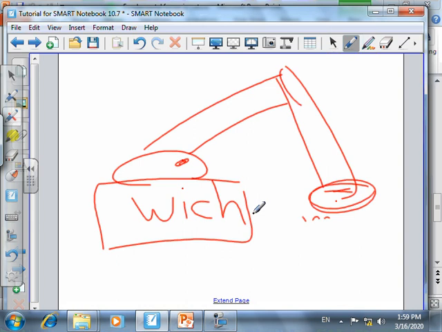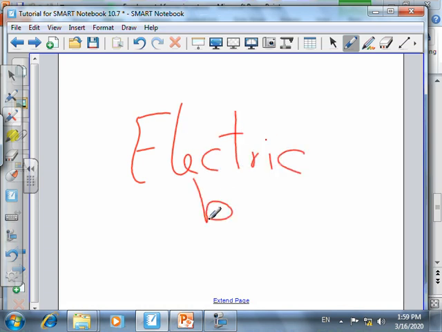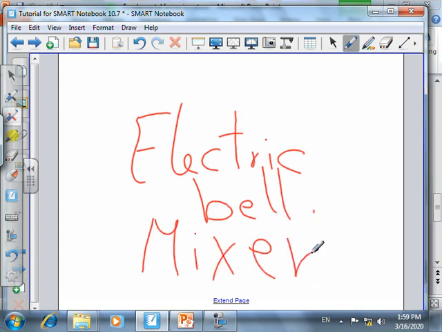The second one will be what? The electric bell, which is used in schools and at your homes, there is no problem. Electric bell as well. And where else? The mixer, which your mom uses in the kitchen as well. The mixer depends on the electromagnet.